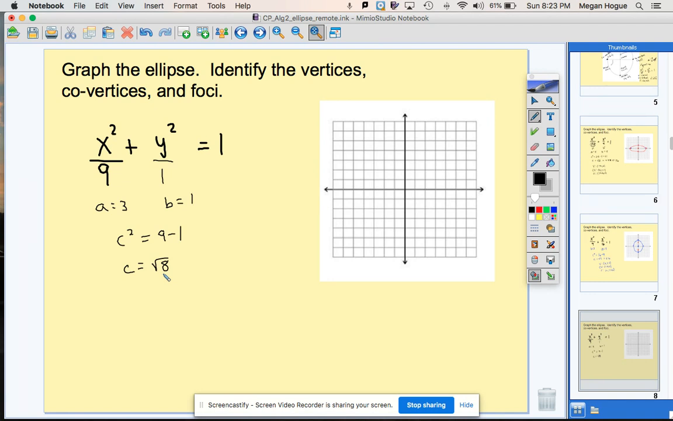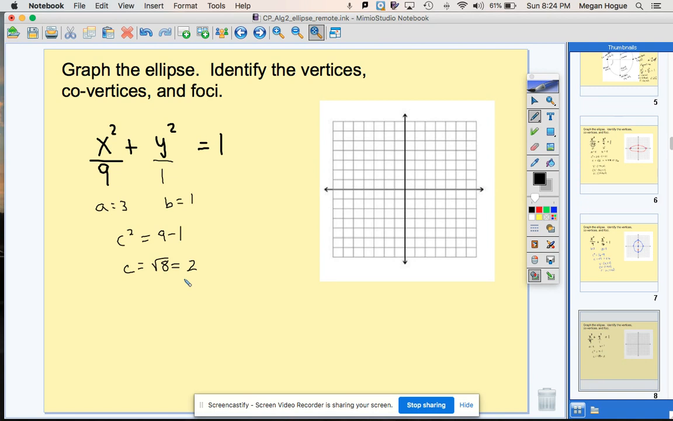Let me turn my page here. I hopefully have that somewhere. Well, Miss Hogue, you do not have that somewhere. Let's see, it's going to be close to 3. So it's going to be 2 point something. Can't believe I don't have that.